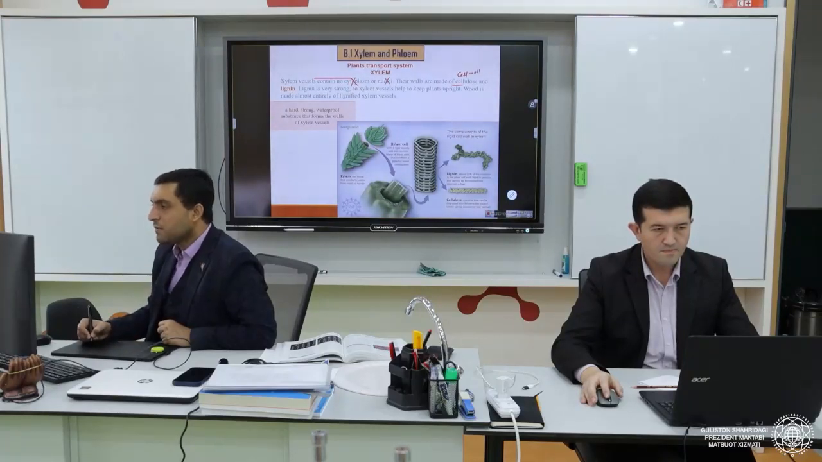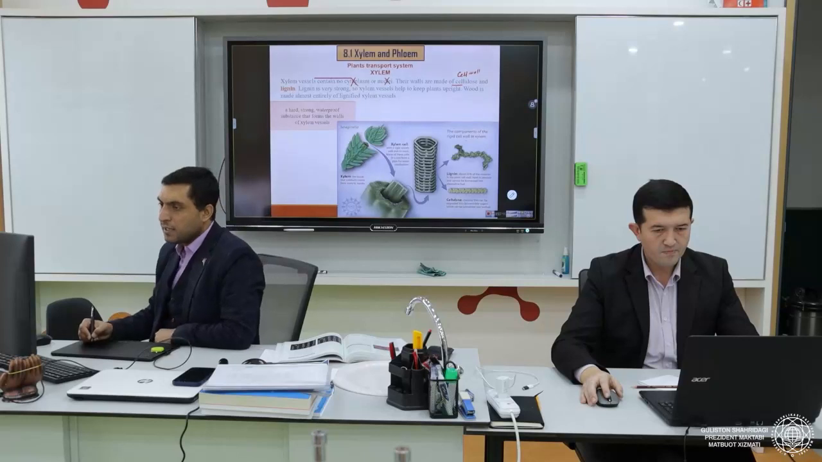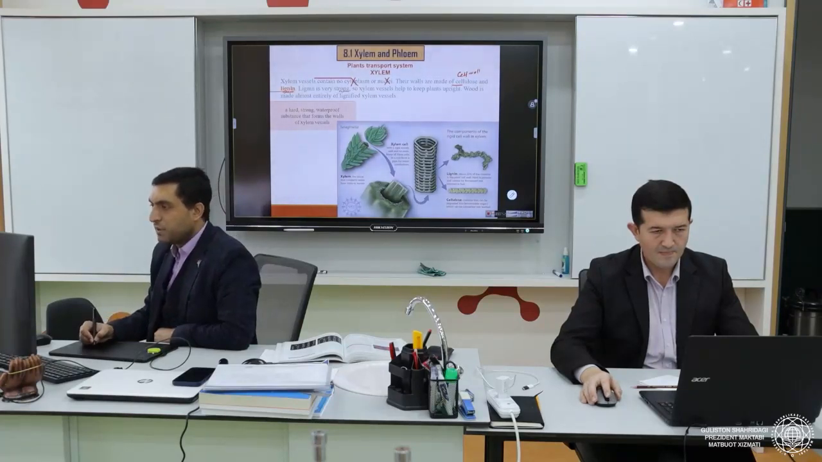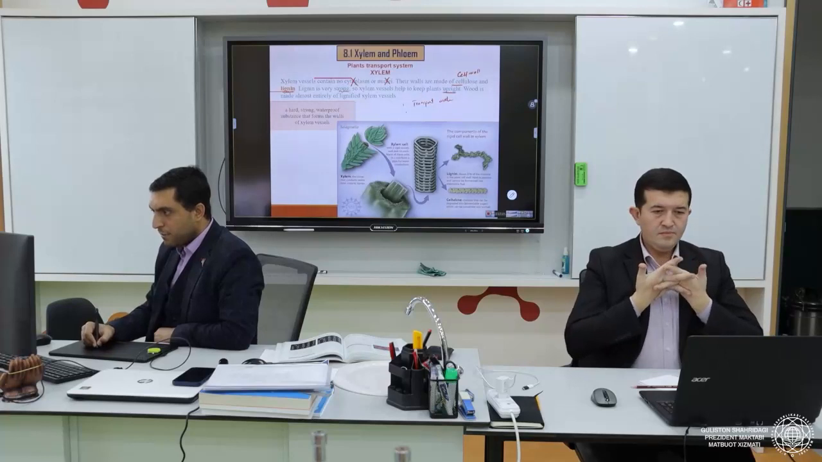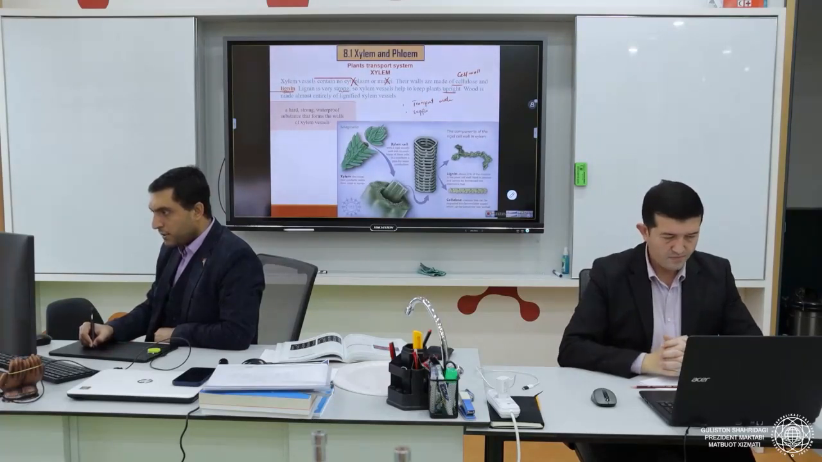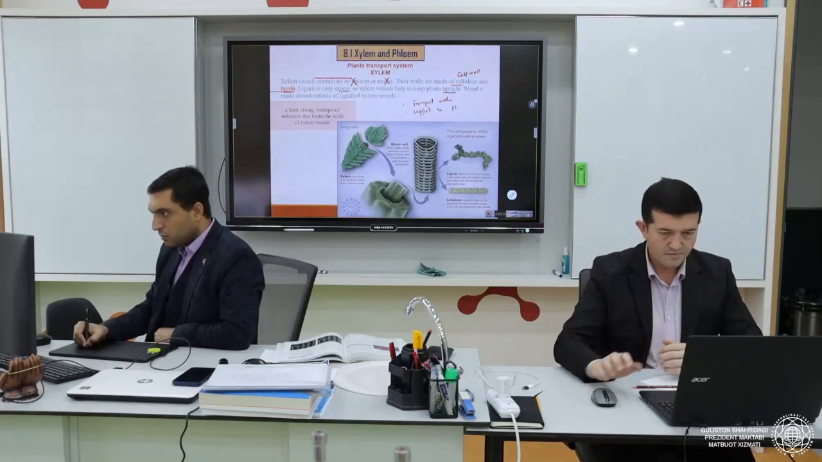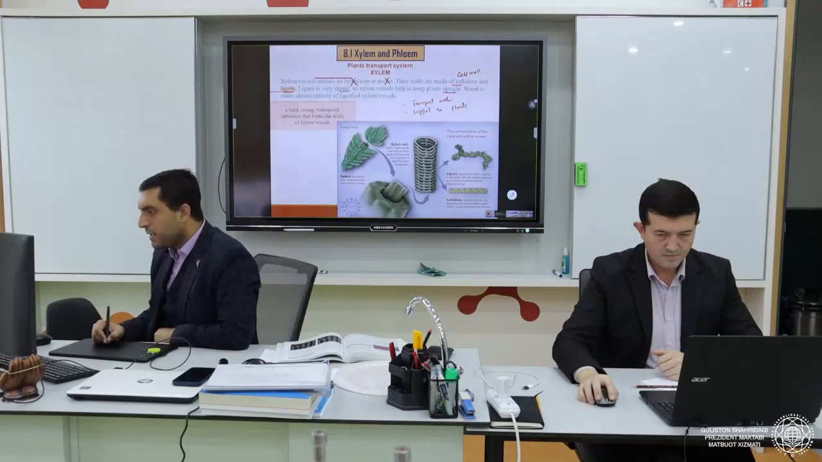Cell wall is made up of cellulose and lignin. What is lignin? In exam, we will ask you about lignin. You will say it is a very strong component. And xylem helps to keep plants upright. As I told you, the function of xylem is to transport water, and it supports the plant. It provides support to plants. Is it clear?